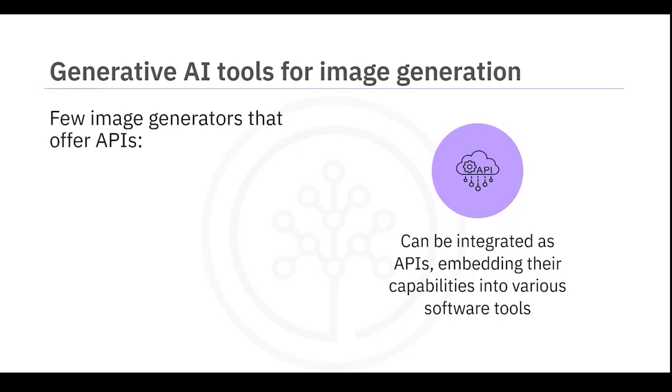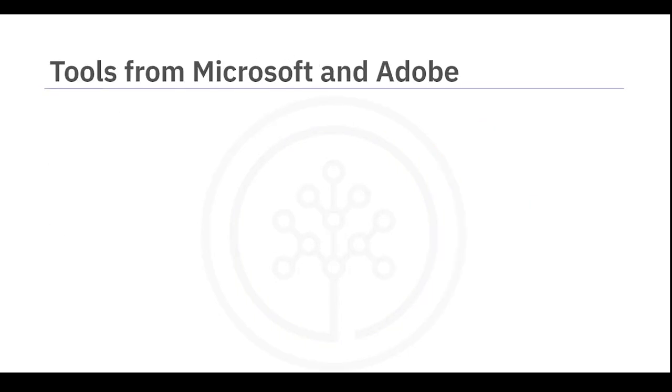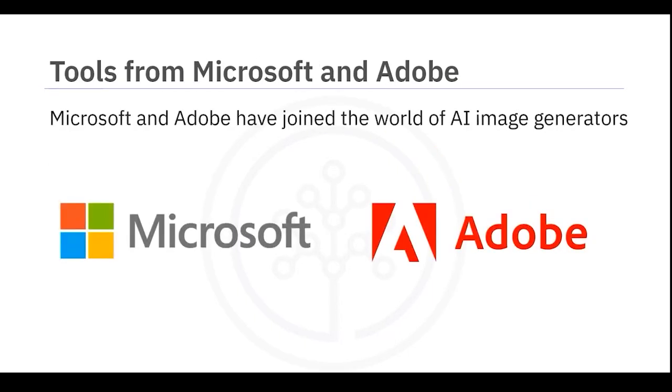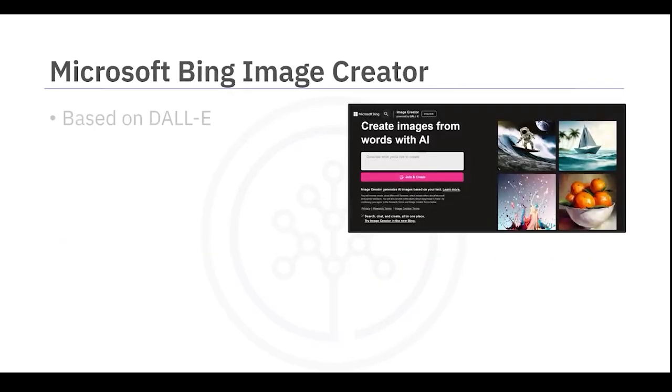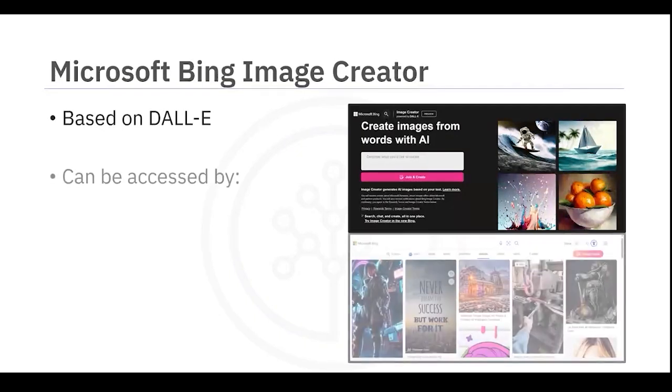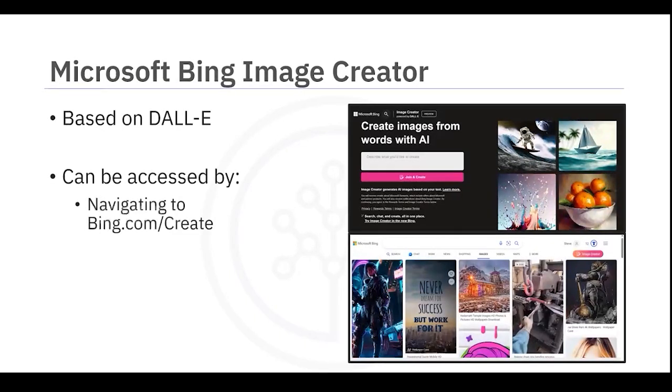Some popular image generators that offer APIs include DALL-E, MidJourney, and Craiyon. Technology giants such as Microsoft and Adobe have also stepped into the world of AI image generators. Microsoft Bing Image Creator is based on the DALL-E model. You can access this tool by navigating to bing.com/create or through Microsoft Edge. This makes Microsoft Edge the first browser with an integrated AI image generator.